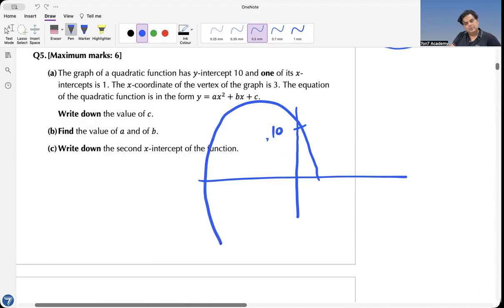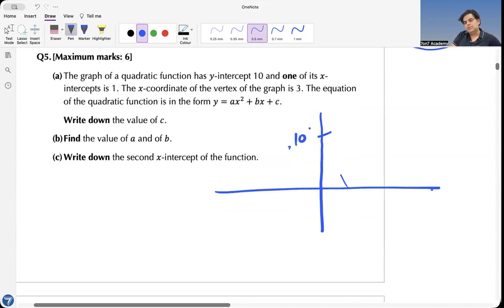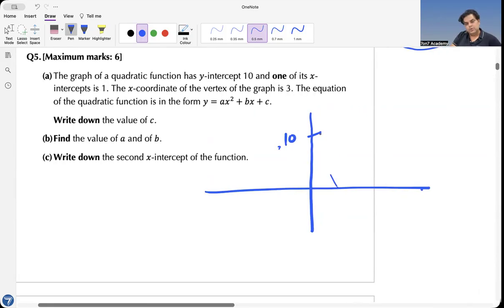One root is here, so the root can't be on the other side, otherwise the graph will never touch it. The graph will go like this. There's no other way around, you can't make it go like this, otherwise you go far.